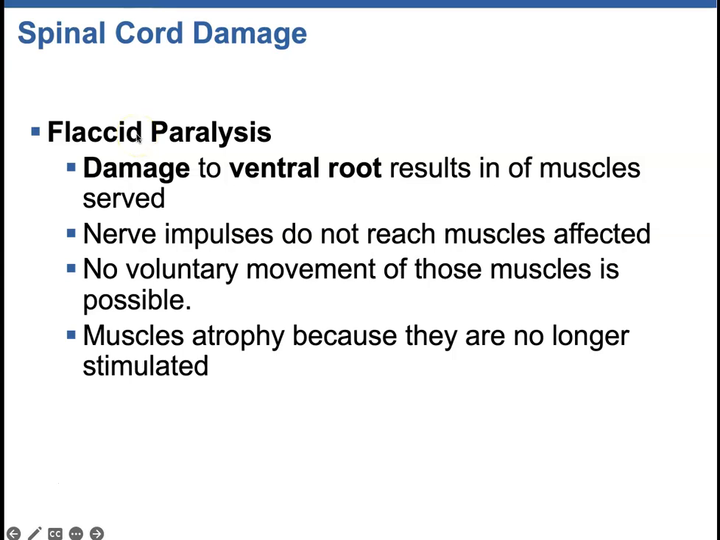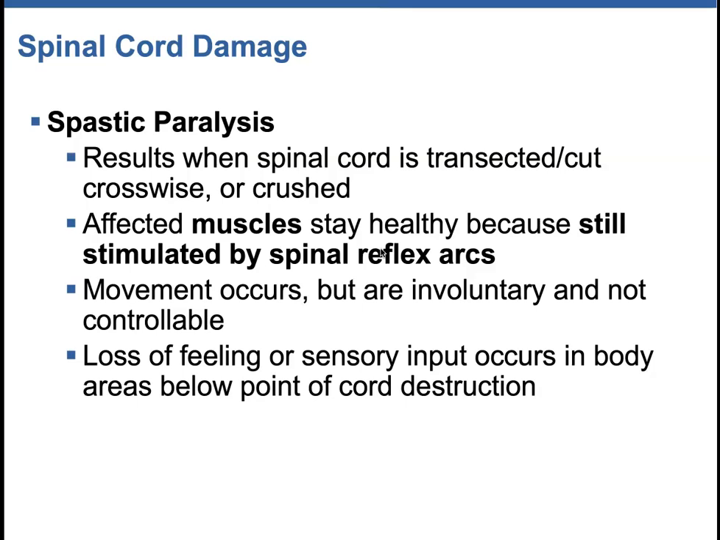Then flaccid paralysis, what that refers to is when you have damage to the ventral root. And so what is happening here is that there's actual damage that is taking place at the portion of the neuron that is going to go and innervate the skeletal muscle. So when that happens, that muscle is not going to be getting the signal, which means there's no voluntary movement. They can't move that muscle, which means that joint obviously is not going to be able to function. And then eventually what happens is the muscle atrophies because they are no longer being stimulated. So that's flaccid paralysis.